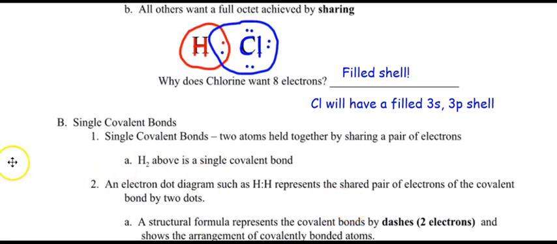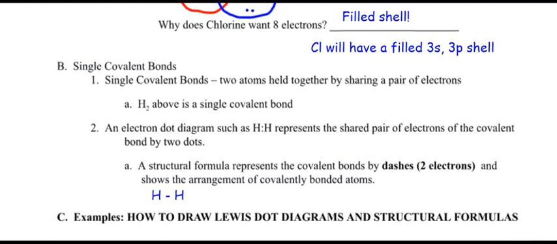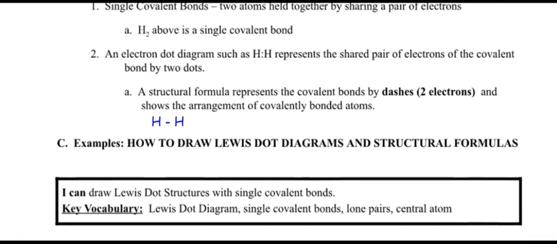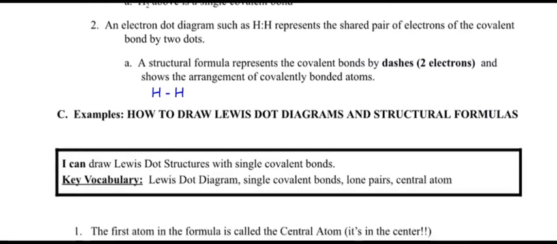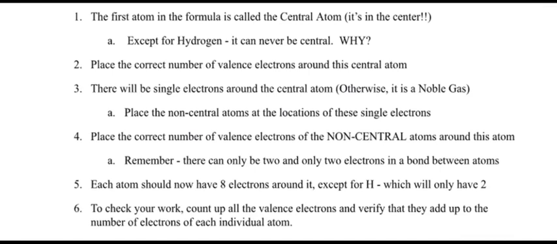You can also do this by using dashes, all right? So where you see a dash represents, what does it say right here, everyone? 2 electrons. So a dash is 2 electrons, okay? So right here, how to draw Lewis dot diagrams and structural formulas, all right? So here are the rules, okay? Very important. So the first atom in the formula is called a central atom.